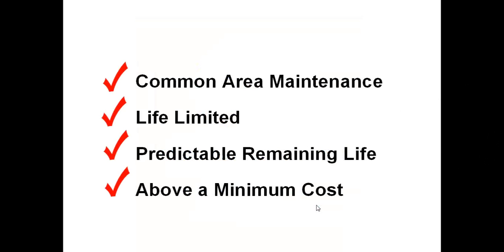So, what do those national standards say? Well, in the case of a reserve study, we're not going out to a site and comparing against a magic checklist. National Reserve Study standards indicate that we are to create a reserve component list based on a 4-part test. And if a component meets this 4-part test, if all 4 questions are answered yes, then it is appropriate for reserve funding. So those 4 questions are, number 1, is it a common area maintenance responsibility? Is it life limited? Does it have a predictable remaining useful life? And is it above a minimum threshold cost? So let me go backwards.